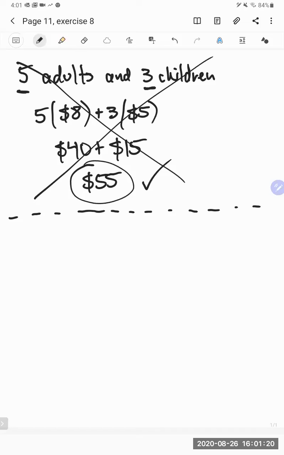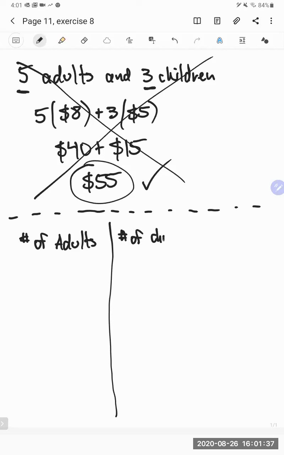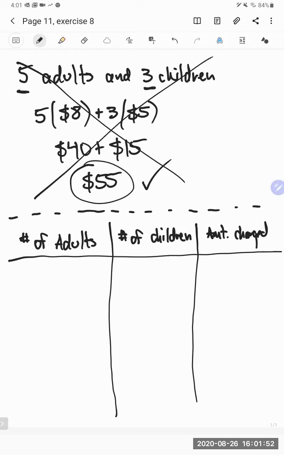Well, one way that is a nice way to solve this particular problem is you could set up a table. So you could do something like this. You could say number of adults, number of children, and then amount charged, right? And you can just make this table and try to find a combination of adults and children that add up to 9, right? But where the amount charged is equal to $55.